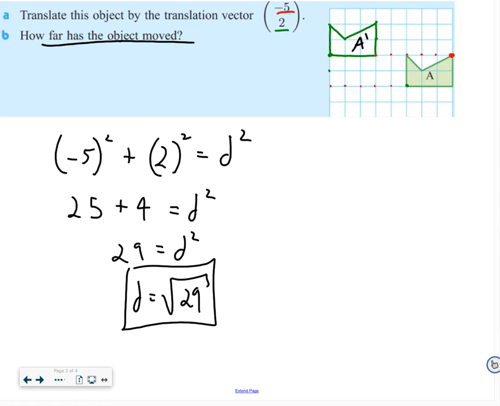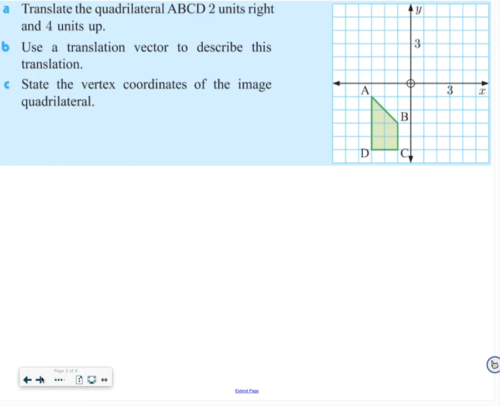Okay, let's look at our next example. Okay, so we can also do this on a coordinate plane. It doesn't matter if it's just on graph paper or any platform, we can translate objects. We just need to make sure that the translation always preserves size and shape. We can also think of it as a slide. Okay, so we're going to just translate the quadrilateral ABCD 2 units to the right and 4 units up.